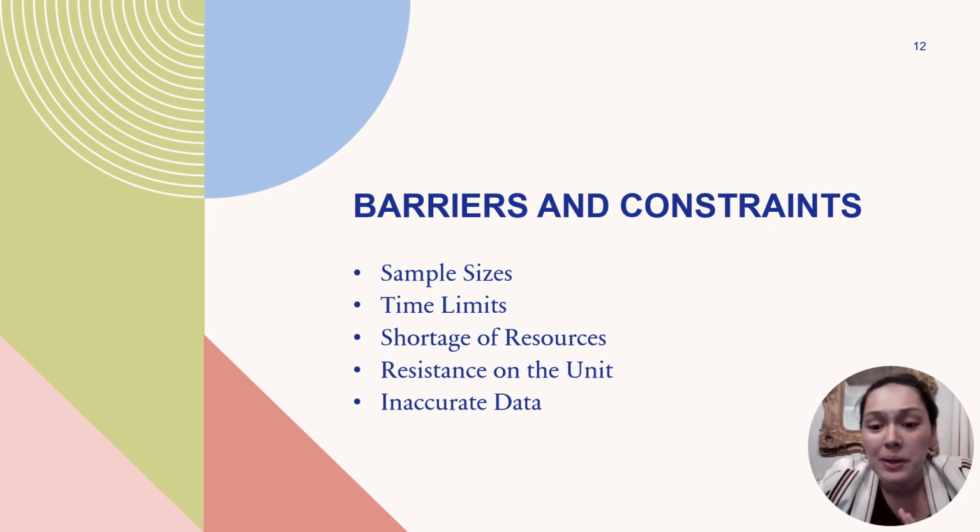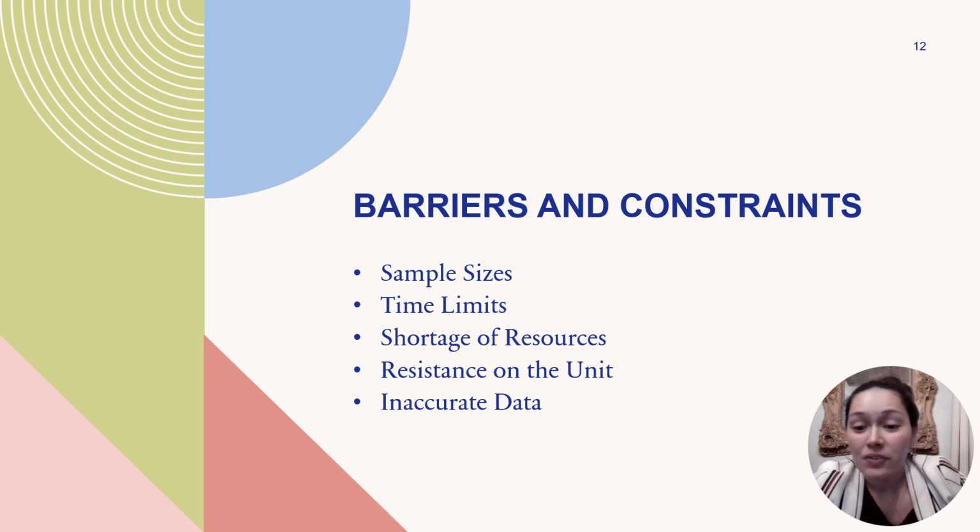So I want to talk a little bit about why barriers and constraints are important to this proposal. One is because sample sizes are not always the same. You might go through a period where you have lots of central lines that you're accessing, and then you might go through a period where there are just not so many. So sample sizes might be limited at times, and that can definitely be a barrier or constraint. Time limits, we don't have forever to do this proposal. So the time limit could limit how much progress we see in that amount of time.